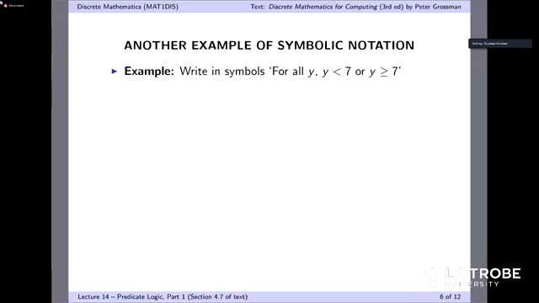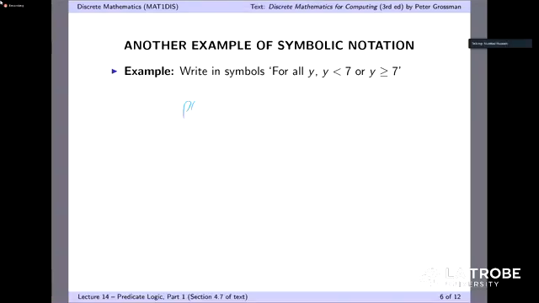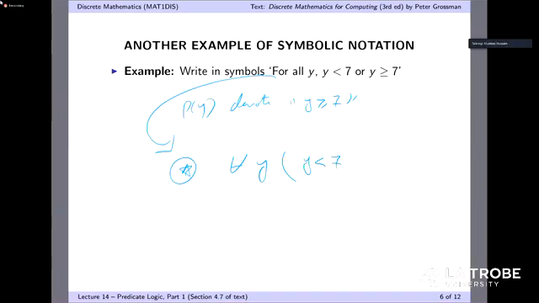So you may want to start by writing the predicate. Let P(y) denote y greater than or equal to 7, let's say. You agree with me, right? Okay. So then what is this going to be? For all y, one way you can write it down is: for all y, y less than 7 or y greater than or equal to 7. This is one way of writing.